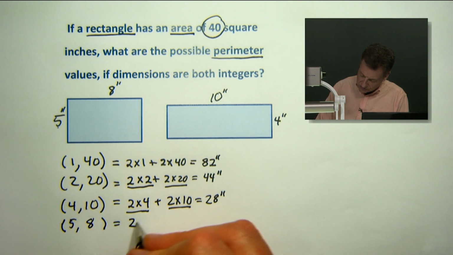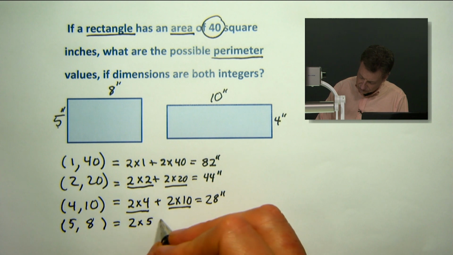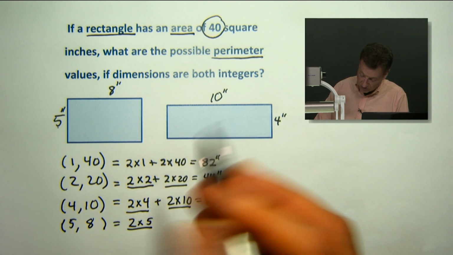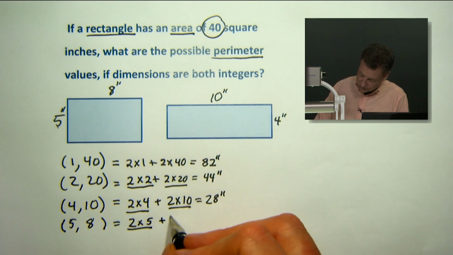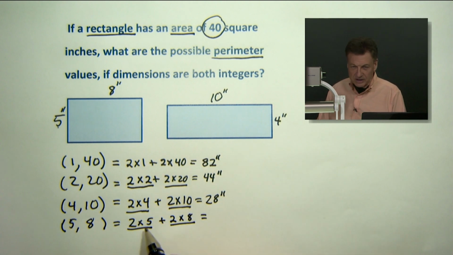And we go 2 times what? 2 times 5, yeah. Because remember, there's 2 lengths or 2 widths, however you want to look at that one. Plus 2 times our 8. And again, we're going to come back and play that game.